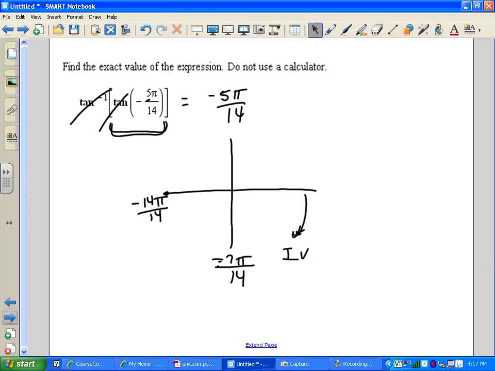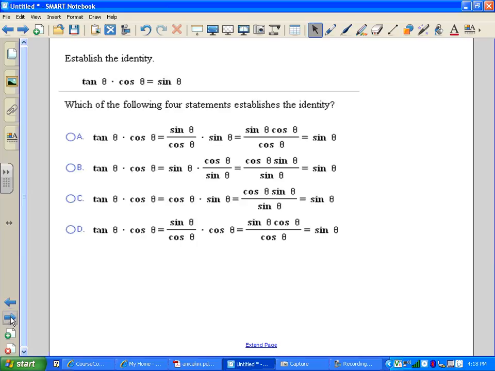Was that in the right quadrant? Was it in the fourth or the first? It was in the fourth, so I could cancel those out. Okay, next one. Now this one's probably the simplest identity of all here.